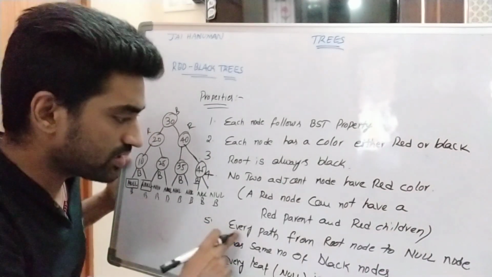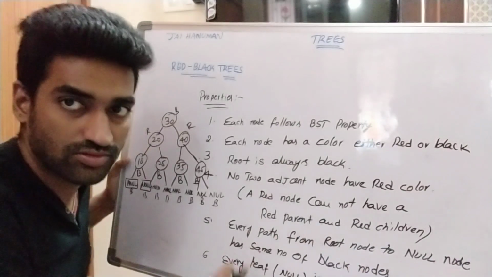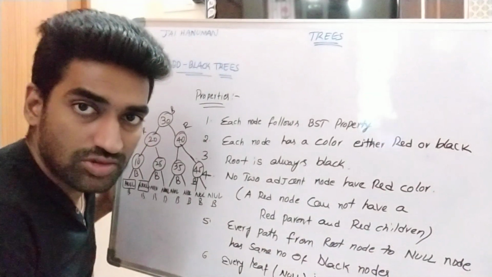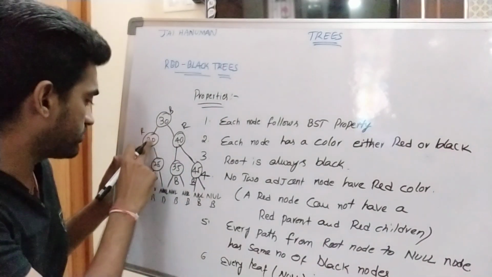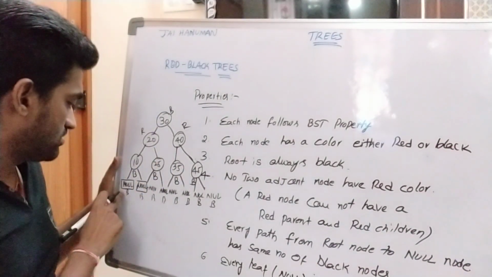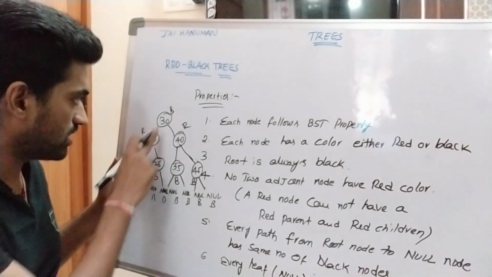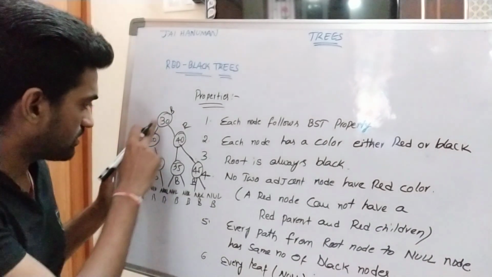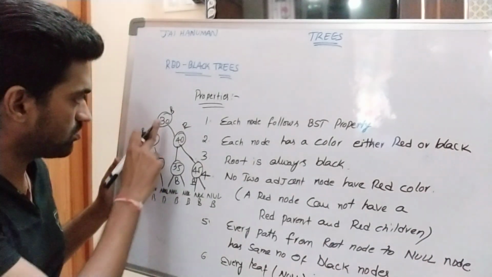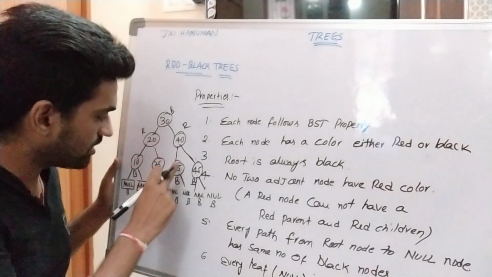So here, what is the property? Every path from root node to a null node has the same number of black nodes. Then only the tree is said to be a red black tree, right now. So here, first of all, 30, 20, 10, null. So this is one path. 30, 20, 25, null. This is one path. 30, 40, 35, null. This is one path.